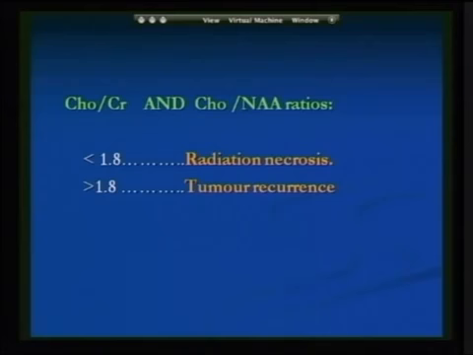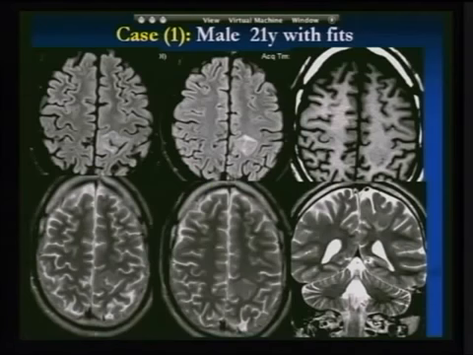The last ratio, choline/creatine and choline/NAA, is to differentiate between radiation necrosis and tumor recurrence. If less than 1.8, it will be radiation necrosis. More than 1.8, it will be tumor recurrence. Now, let us apply these guidelines on these different cases.